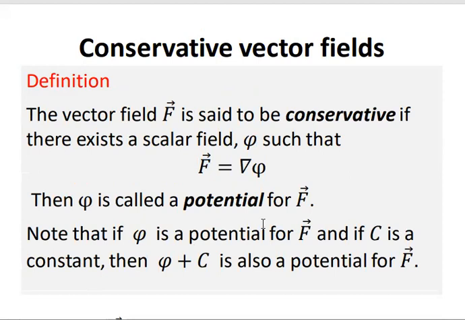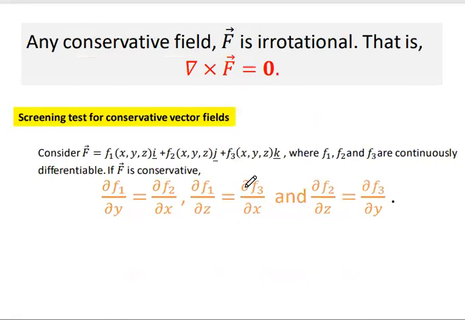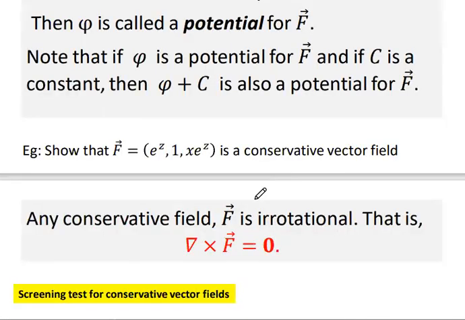At the moment, this is the definition of a conservative field. If a field is conservative, you can find a scalar function whose gradient is the same as this vector function. Later I will explain that.